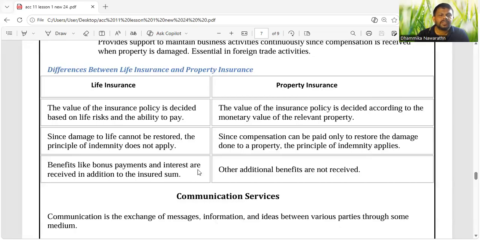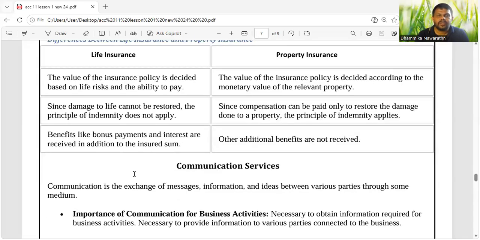Then the third one: many other benefits can be had in life insurance, like bonus and interest, which can be added to a life insurance. But in property insurance there is nothing additional. If there is some kind of damage, you can have compensation only.